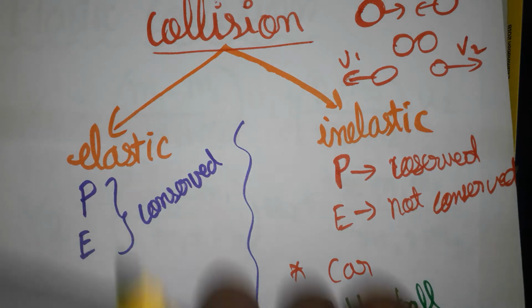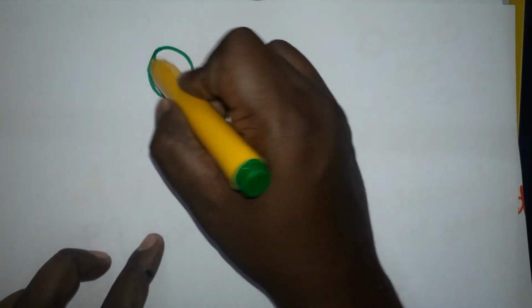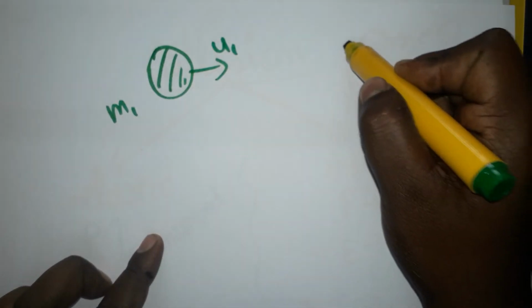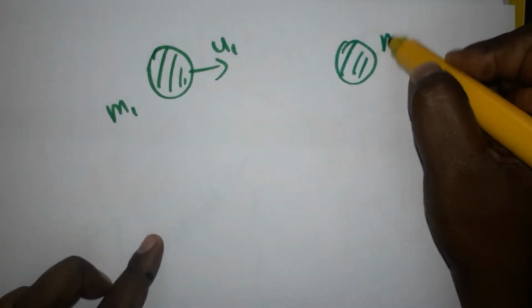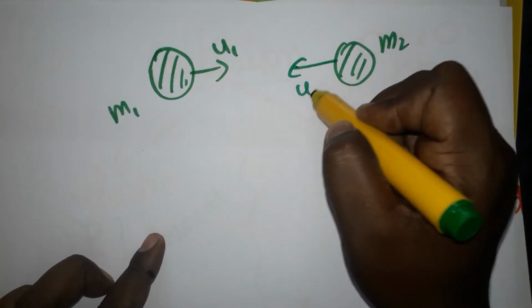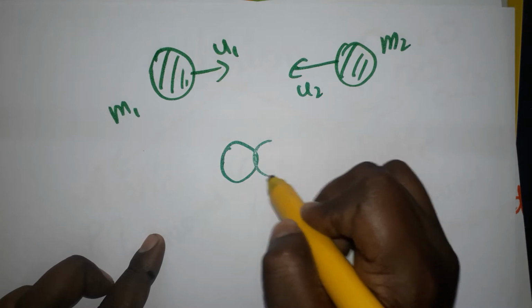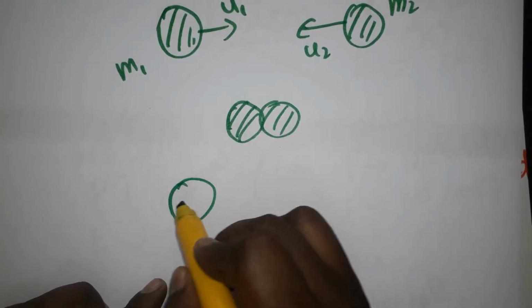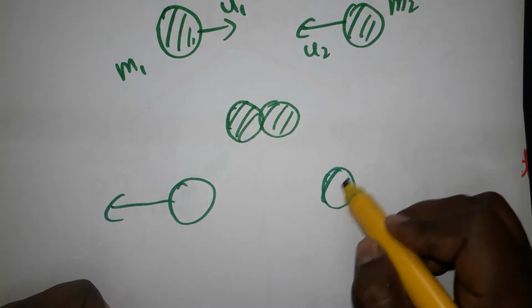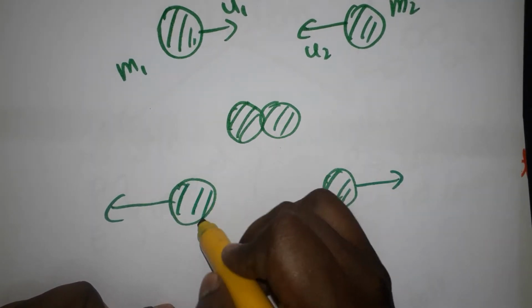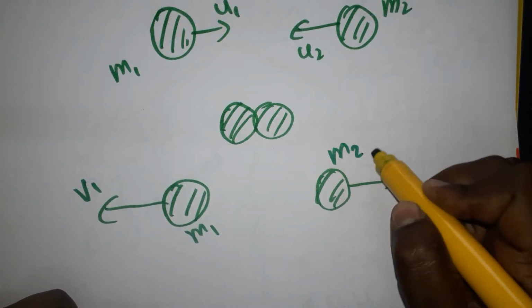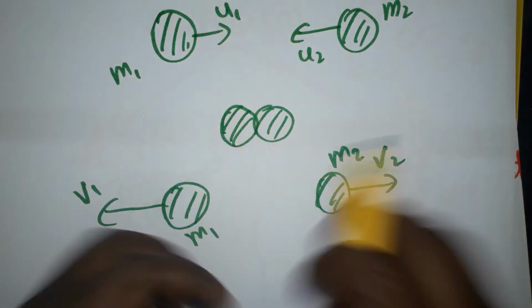As I said, we are going to derive the velocities v1 and v2. Imagine object 1 with mass m1 and velocity u1, and object 2 with mass m2 and velocity u2. Both collide with each other. After the collision, they come back in the opposite direction. It may be any example. Mass m1 with velocity v1, mass m2 with velocity v2. After the collision they come back.